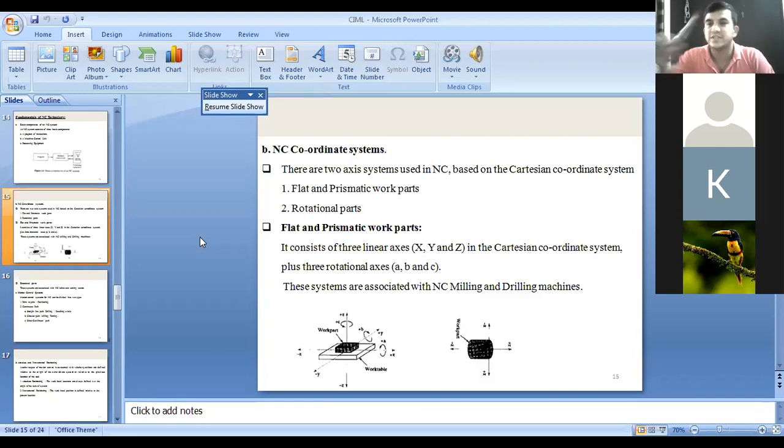Similarly, another one is a cylindrical component. Take a pen here, a cylindrical component. It has only two coordinates. One is the diameter, another one is the length, which is called the z axis, right? So for machines, what types do we use?